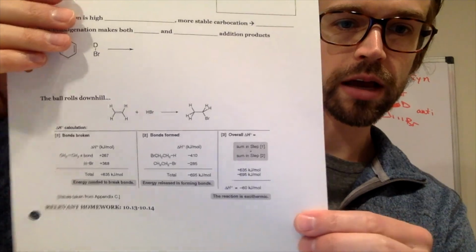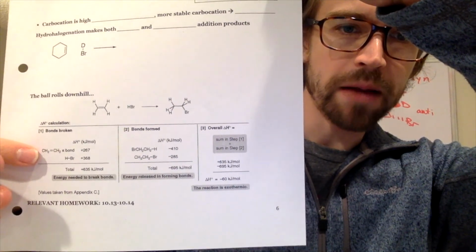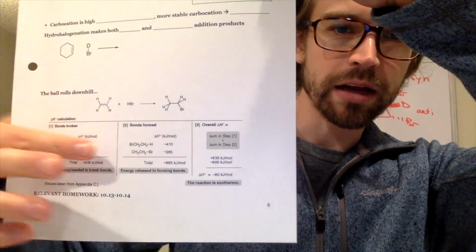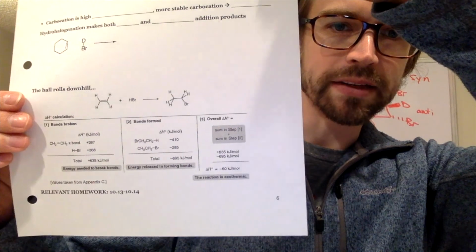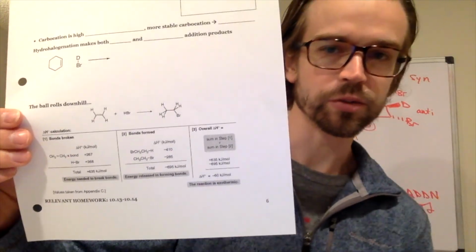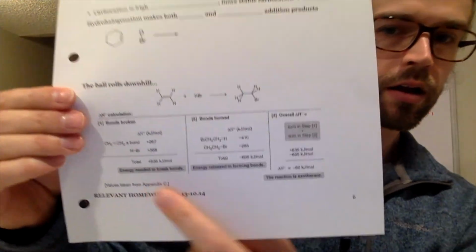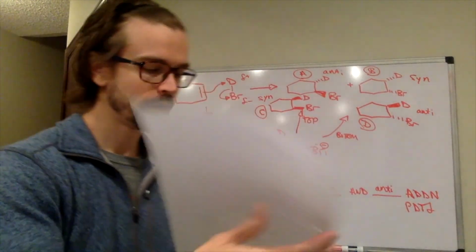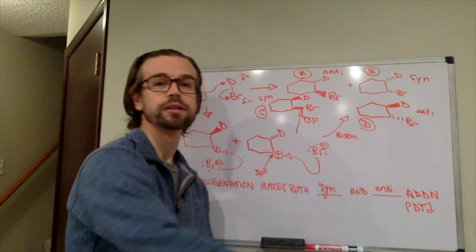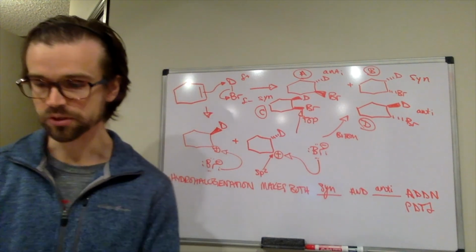We broke a pi bond and a sigma bond, and we made two different sigma bonds. And when we look at the difference of the energy of the bonds that were broken versus the bonds that were formed, our delta H value is negative 60 kilojoules per mole. So again, the ball is rolling downhill in this reaction. This is an exothermic reaction, which means it's favorable.